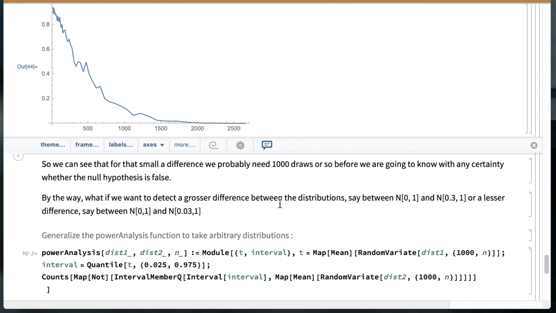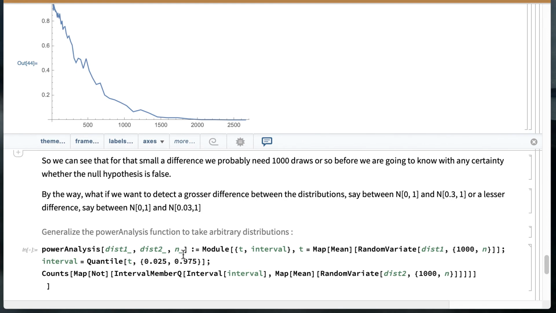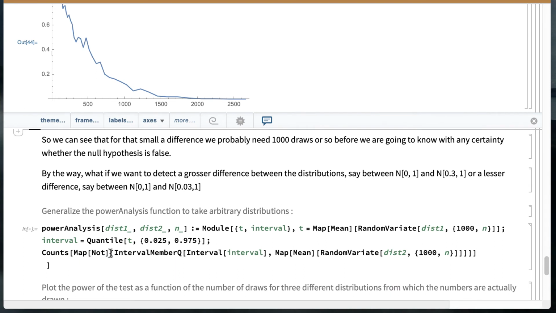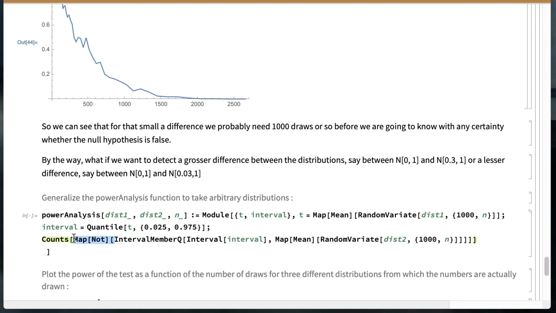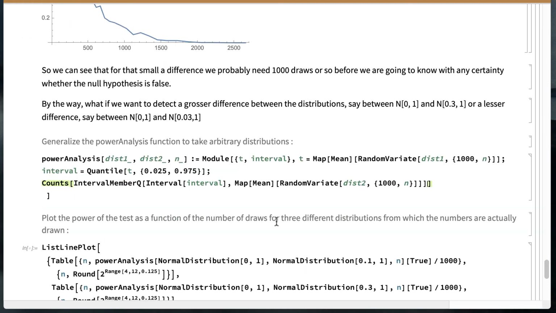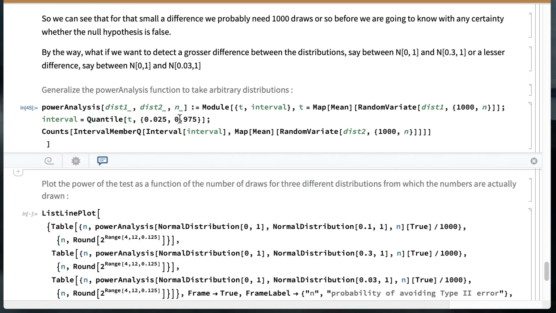Okay. Now, supposing the data doesn't come from something very, very close like N(0.1,1), but it comes from something a little bit more different, N(0.3,1). Or you could imagine it being an even more subtle difference, N(0.03,1). We might want to look at the frequency, and I still think this map-not was a complicating mistake. We're just going to get rid of it here. We can take a look at how we do under those circumstances.